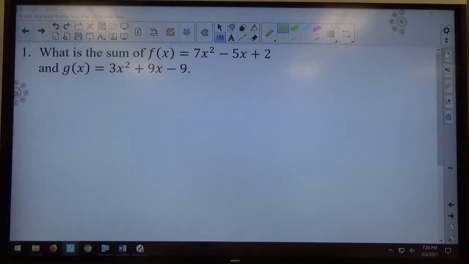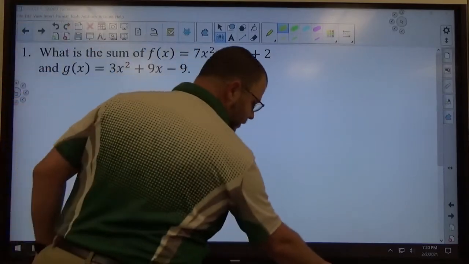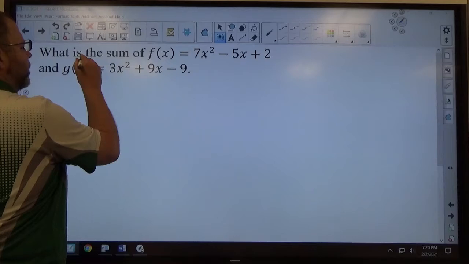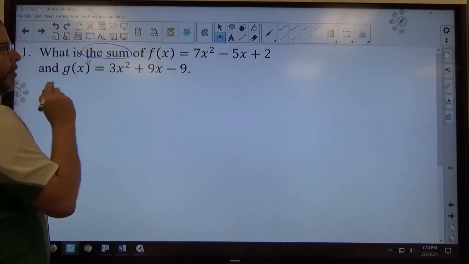All right, so we've got the 5.5 to 5.6 quiz study guide here. And it asks us here for the sum of the two functions f of x equals 7x squared minus 5x plus 2 and g of x equals 3x squared plus 9x plus 9. When it wants the sum of the functions, it simply wants you to add the two functions together.